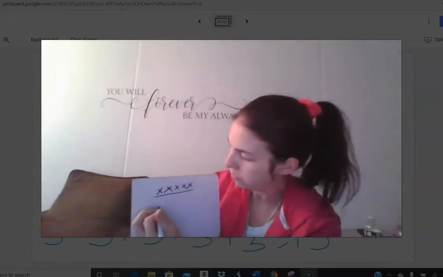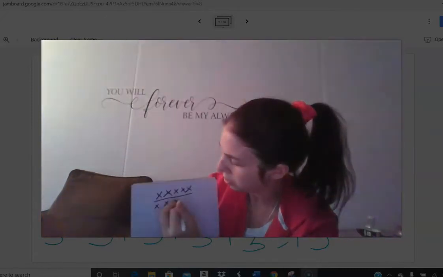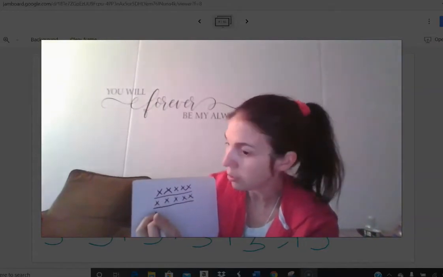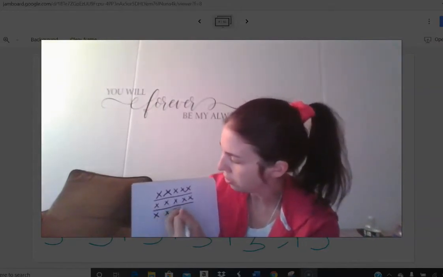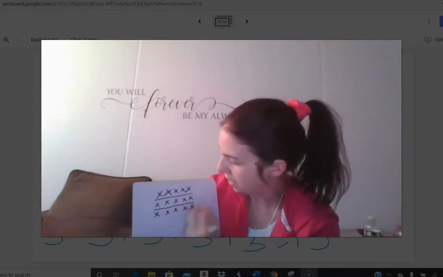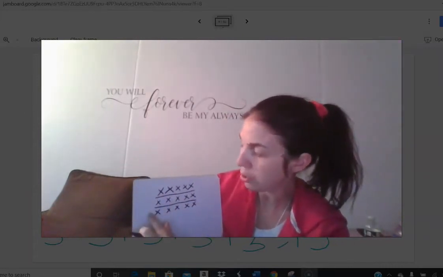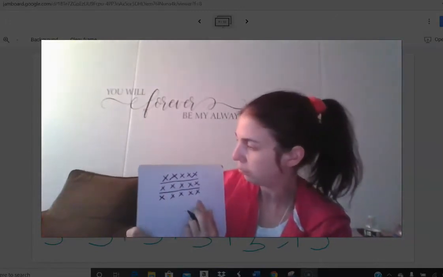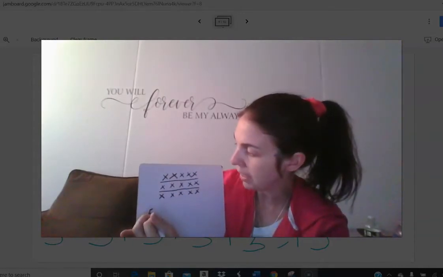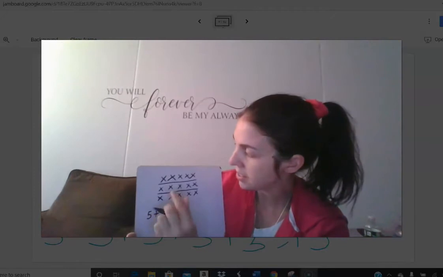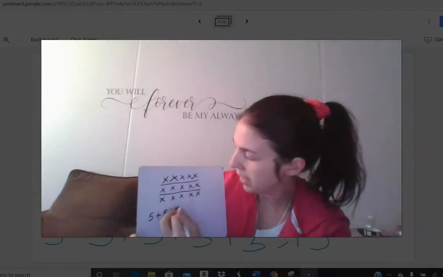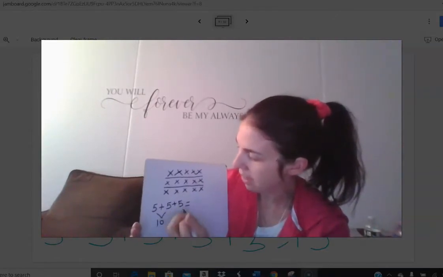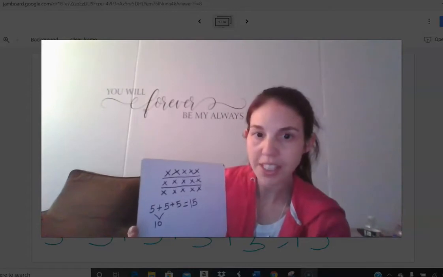So we have 1 row. And we have 1, 2, 3, 4, 5. There's 2 rows. And we need 3 rows. 1, 2, 3, 4, 5. 1, 2, 3 rows, and there's 5 in each row. So our addition sentence would be 5 plus 5 plus 5. And I know 5 plus 5 equals 10, and 5 more will give me 15.